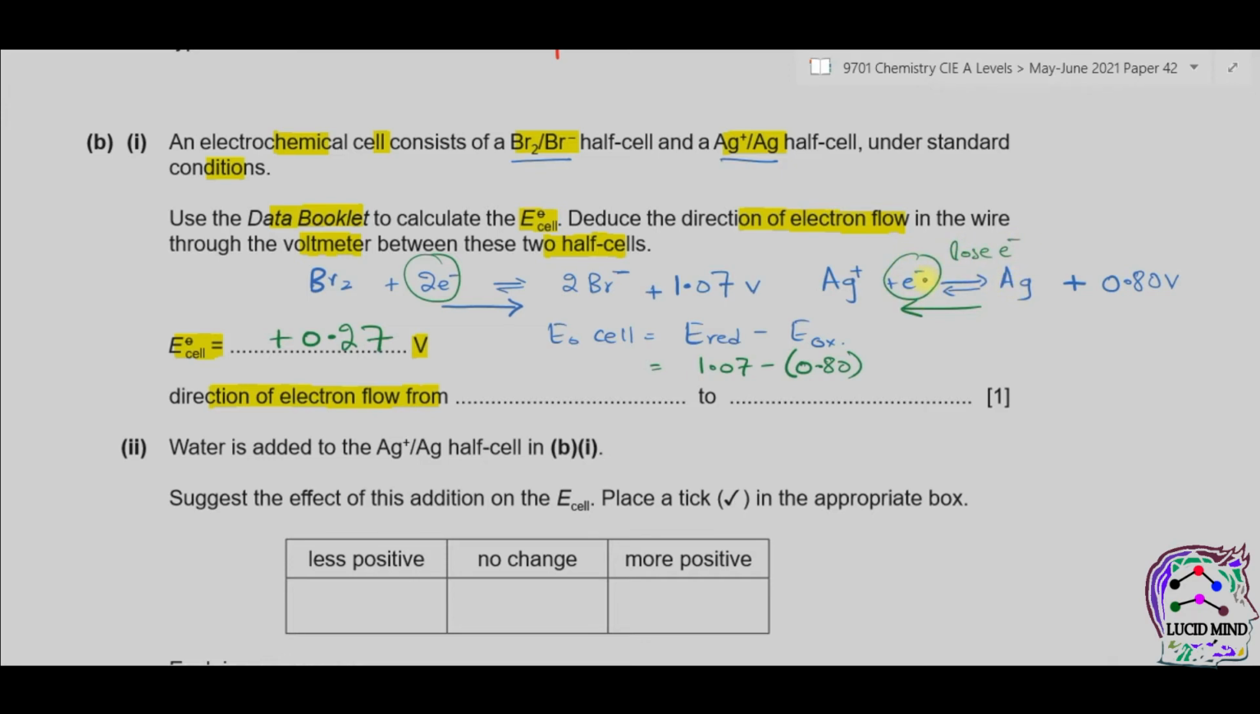So Ag will produce electrons and electrons will move along the external circuit through voltmeter to Br. So we can say that electrons move from Ag+ Ag to Br to Br negative as given in the question.